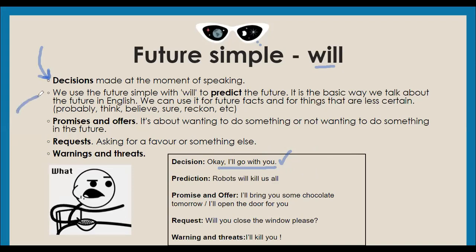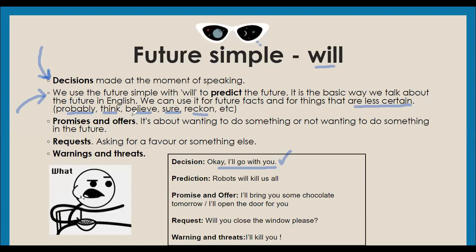Also, we can use "will" to predict the future. Okay, this is not new. This is something that "going to" also uses. But in this case, it's based on your opinions. Okay. And usually these things are less certain. They are not precise because they are opinions. So we usually use these verbs connected to "will".